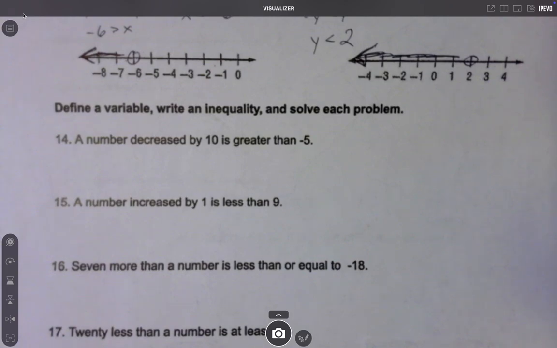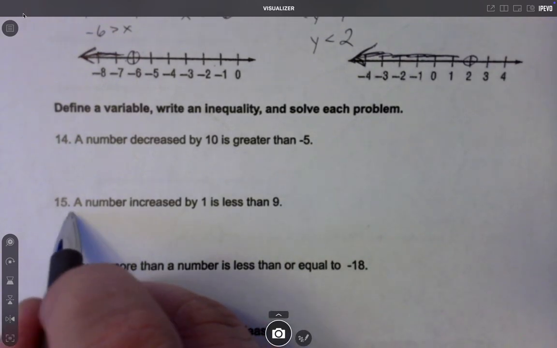Okay, this says define a variable. That just means, for my purposes, just saying choose a variable. You can use the letter n, x, t. You can pick. I'll probably just use n or x on these, but we'll write an inequality based on the sentence and then solve it.